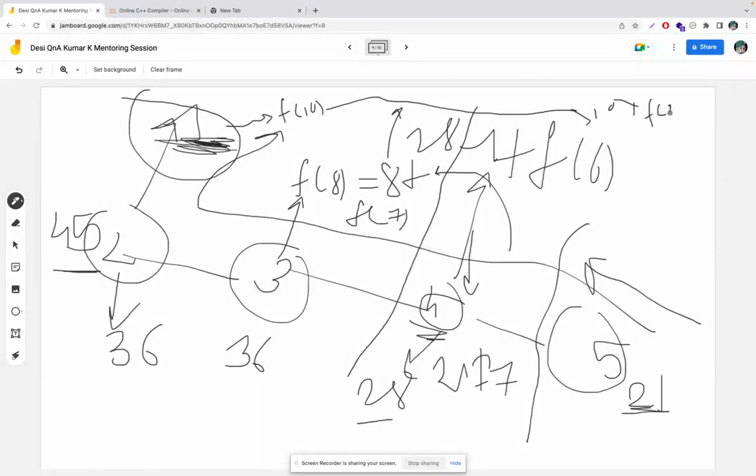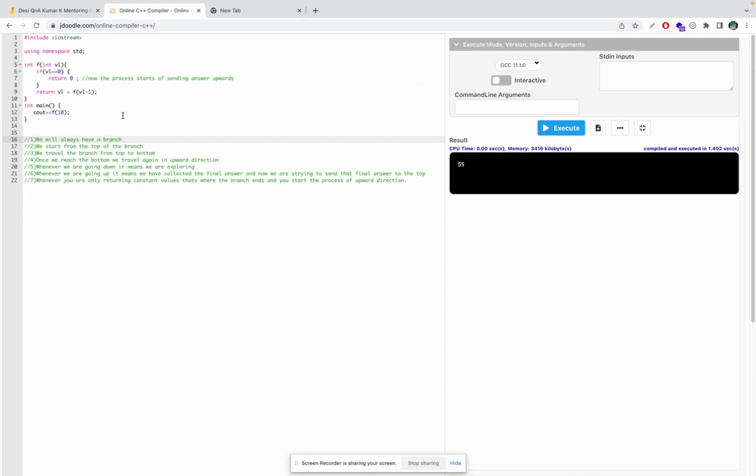F of 9 I have already calculated. Now it is going from down to up. What is f of 9? It is 45. It is going from down to up, propagating the answer in the upward direction. So 10 plus 45 is 55, and that's how we are getting the answer 55. So that's how easy recursion is.